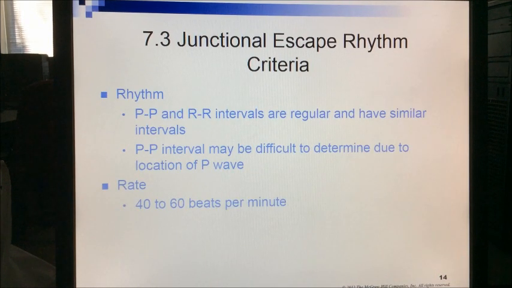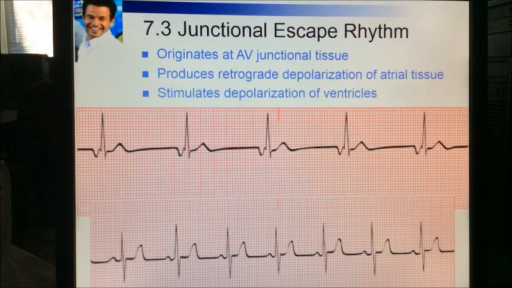Remember, with normal SA node firing, the rate is going to be 60 to 100. Now with these junctional escape rhythms, since it's firing from the AV node, it lowers our heart rate, and our heart rate is going to be 40 to 60. We can see that clearly with this 6-second strip. They do have a low heart rate.